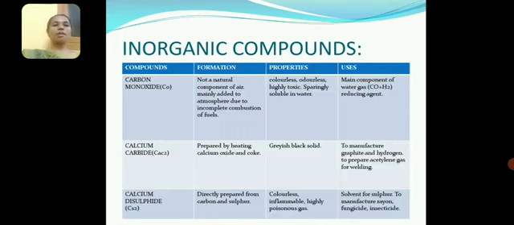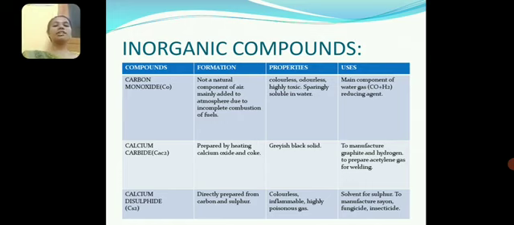Inorganic components: carbon monoxide. Formation: it is not a natural component of air, and is mainly added to the atmosphere due to incomplete combustion of fuels. Properties: colorless, odorless, highly toxic, sparingly soluble in water. Uses: main component of water gas, a reducing agent. Calcium carbide is prepared by heating calcium oxide and coke. It is a grayish black solid, used to manufacture graphite and hydrogen, and to prepare acetylene gas for welding.